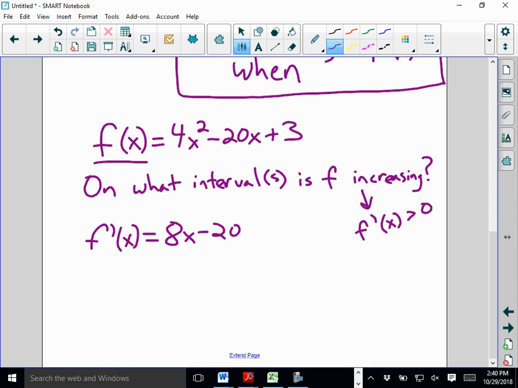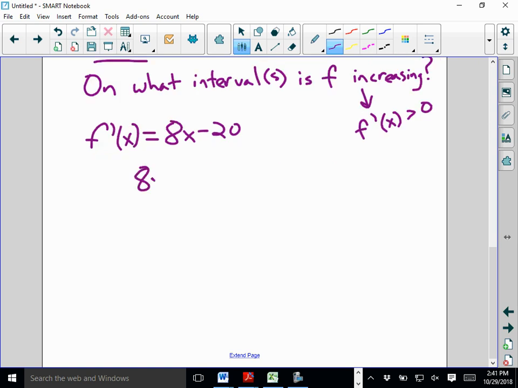So even though I don't need explicitly f prime of x equaling 0 here, I didn't ask for the critical point. I just asked on what interval or intervals is f increasing. Well, to figure out where f prime is positive, I need to figure out where f prime equals 0. Right? And then I can do a test. So what I want to do here is set my f prime of x equal to 0 and solve. Okay, well, this is pretty easy to solve for.